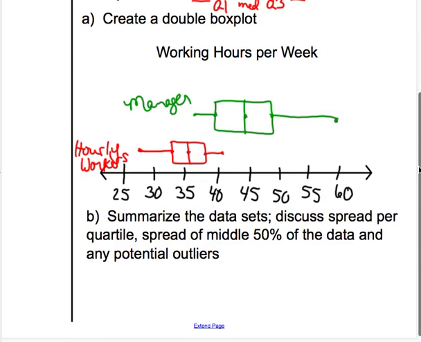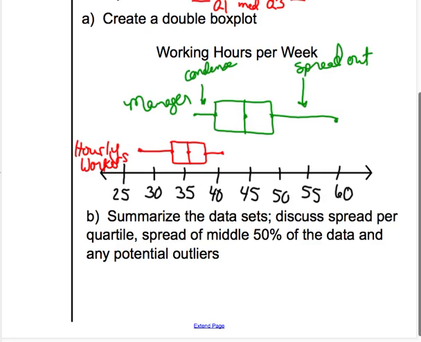In order to summarize the data or read these box plots, you need to understand how we created our 5-number summary. The first thing we did was cut the data set in half. Now, looking at the manager, this whisker is quite a bit shorter than this one, but they have the same number of data values. So what a short whisker means compared to a long whisker is that the data is condensed or spread out.